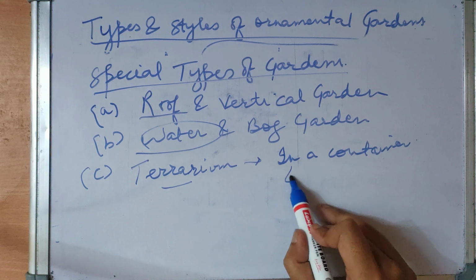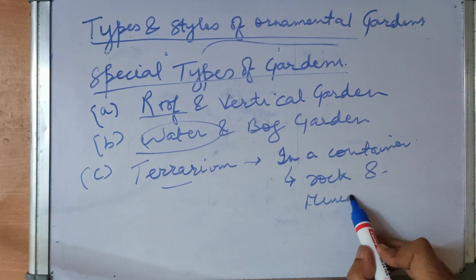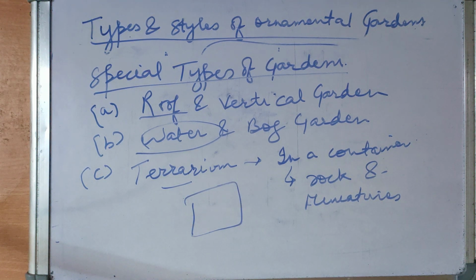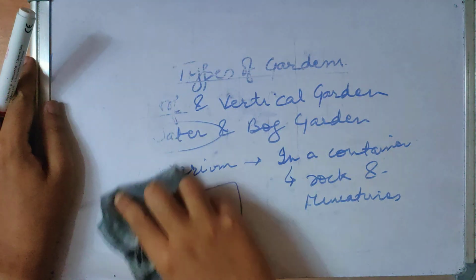Use of rocks and miniatures. Here we use rocks and miniatures. You must have seen this somewhere. They create a garden in a simple box or a glass container. You are able to see the garden inside the container, and then they give the conditions in the container, such as light, humidity, etc. So these were the types and styles of garden.